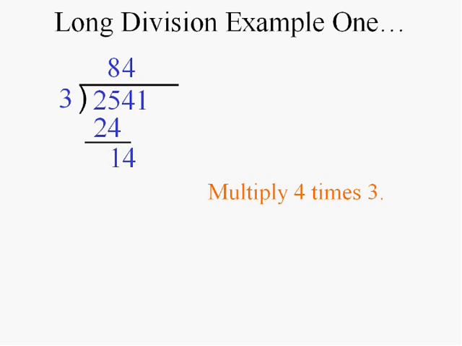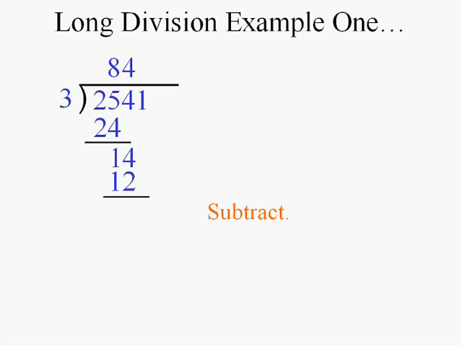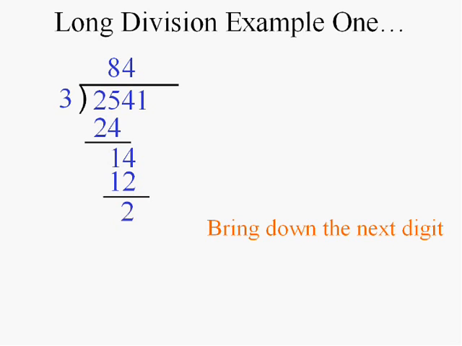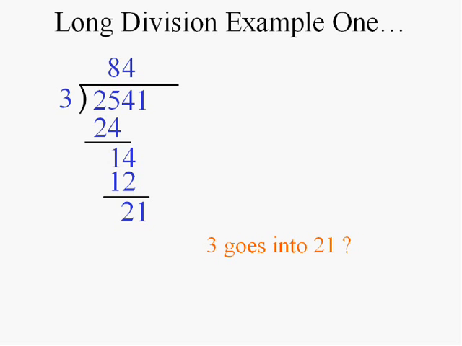Multiply 3 times 4 and subtract. 14 minus 12 is 2. Once again, I'm going to bring down the next digit, which in this case is a 1. And I'm going to make a guess of 3 into 21. How many times does 3 go into 21? Well, it goes in evenly, doesn't it? It goes in 7 times. So I'll write the 7. And I'll see what I'm off by. I think I know what I'm off by, but I'll see.